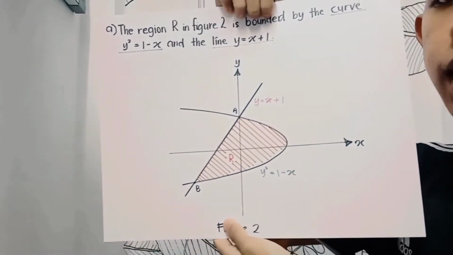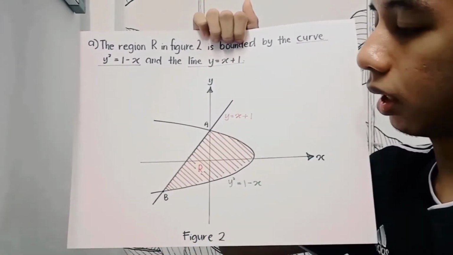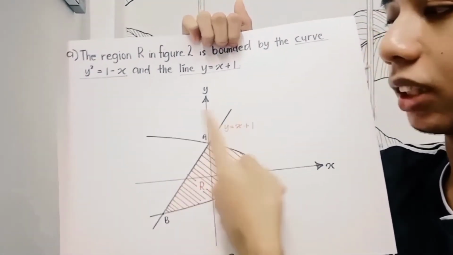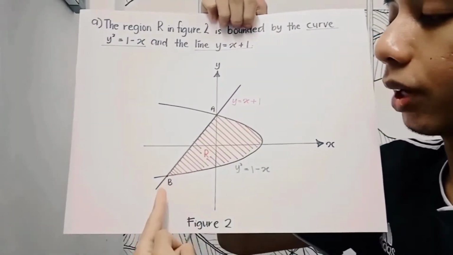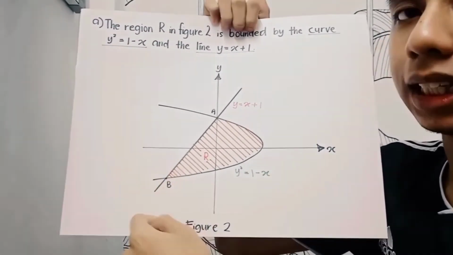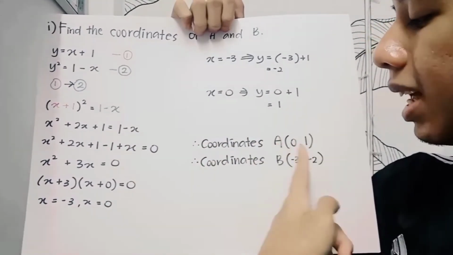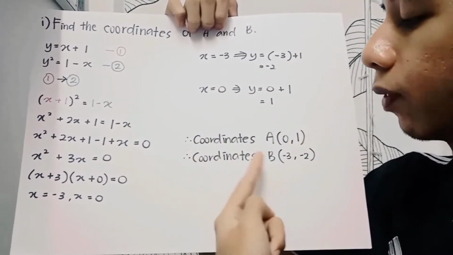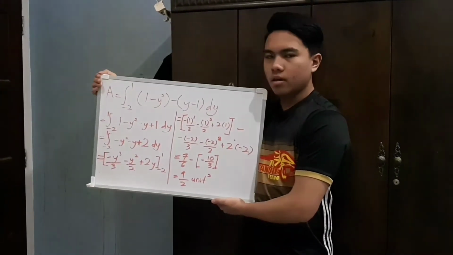After we get the values of x and y, we refer back to our figure 2. Here we can see point A is located in the positive area, where x and y for A are positive. And point B is located in the negative area, where x and y for B are negative. So we can conclude here that the coordinates for A are (0, 1), and the coordinates for B are (negative 3, negative 2).